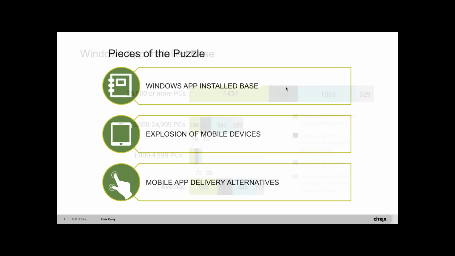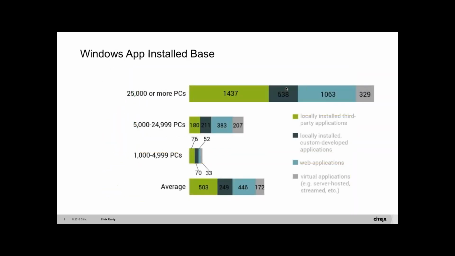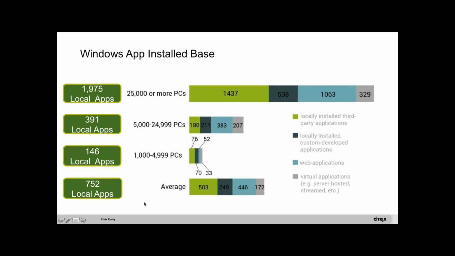So let's start off with your Windows app installed base. First we have some data from a survey done by Dell and Forrester. This was a survey of 200 IT decision makers about the types of applications that were installed in their environment and that ran on their PCs. So you can see here within the slide, the average for locally installed apps was 752 across all the different organizations. Of course, we have on the low end for smaller organizations 146 local apps, up to almost 2,000 local apps for organizations above 25,000 users. So there's a huge installed base of applications that you have to consider.